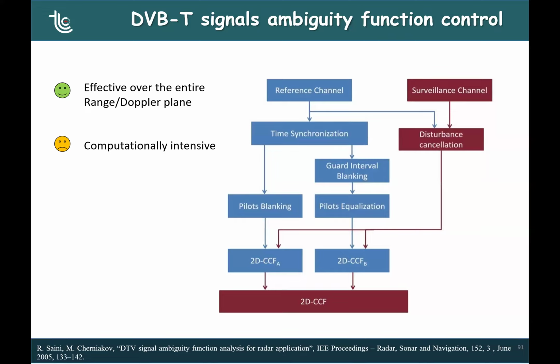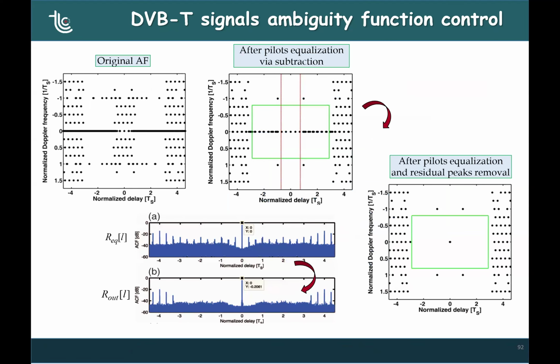And it is also true that some of these algorithms are computationally intensive. But they must be performed, otherwise we cannot have the ambiguity function. See how the output of some of these blocks looks. The first figure is the original ambiguity function. Then there is a second step, pilot equalization, and the third step, that is residual peaks removal.